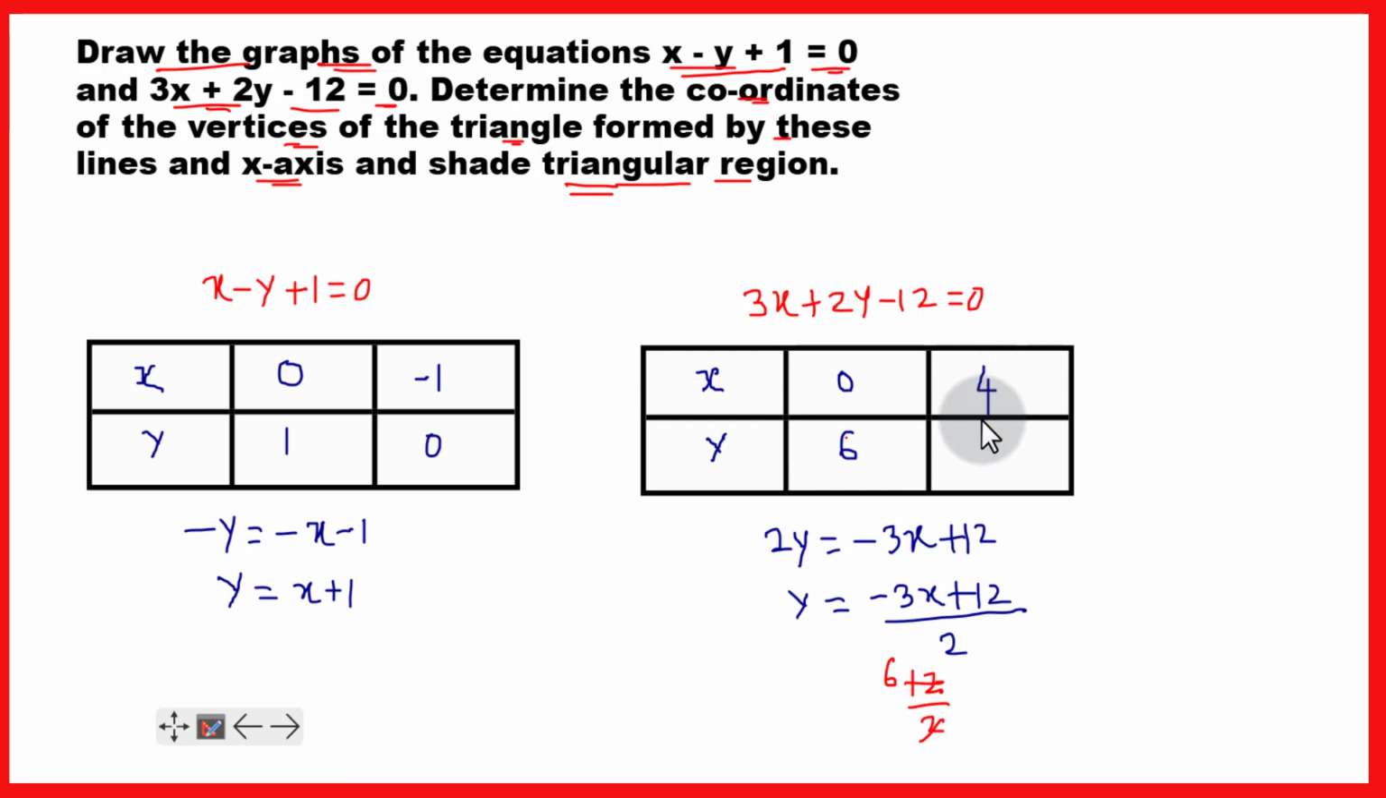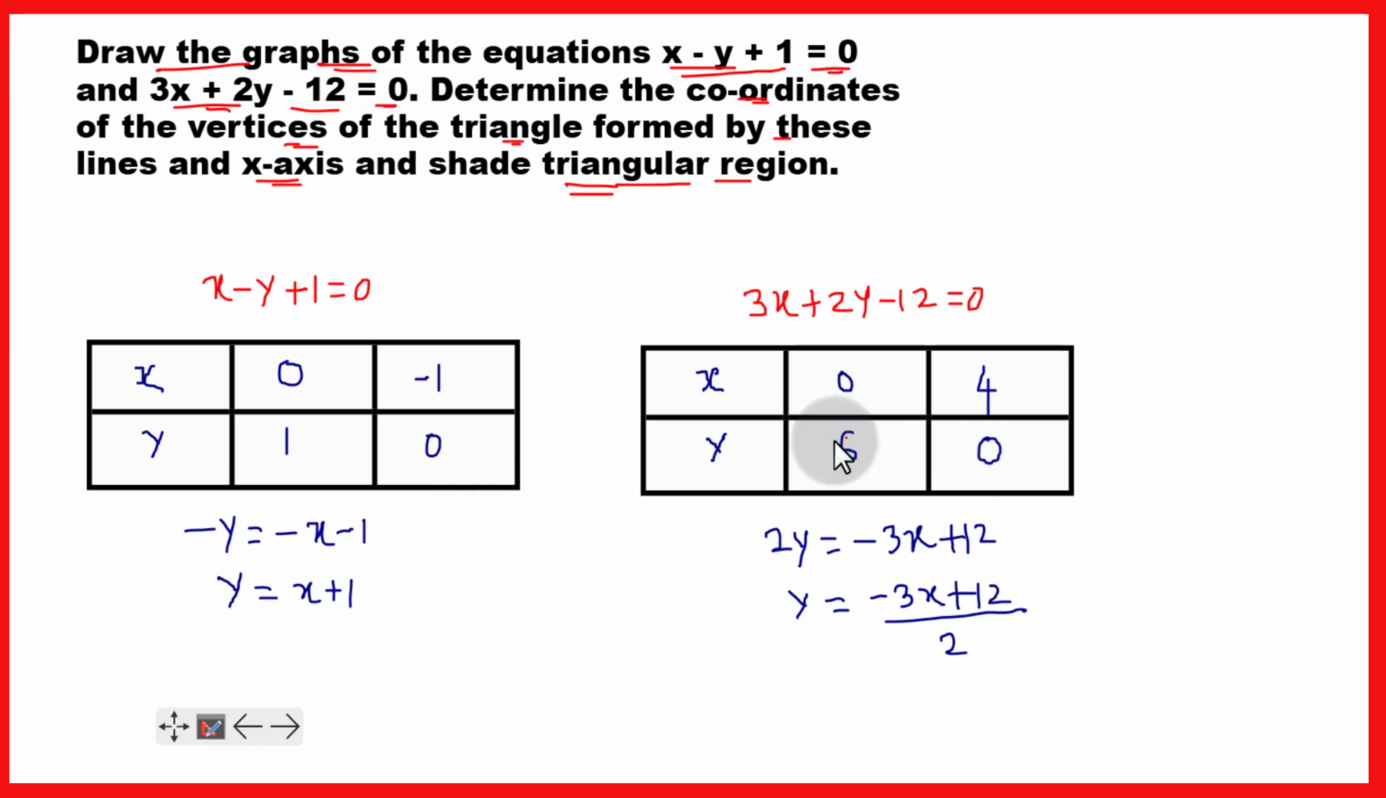Now we will take the x coordinate as 4. You can take any number as the value of x, there is no problem, but take the value of x such that you will get a whole number, not a fractional number. So here I have taken the value of x as 4, so 4 threes are 12, so that will be minus 12 plus 12, that will be 0, and therefore y will be equal to 0.